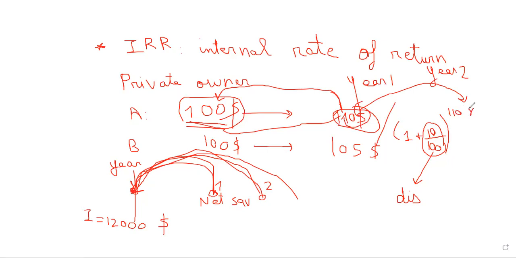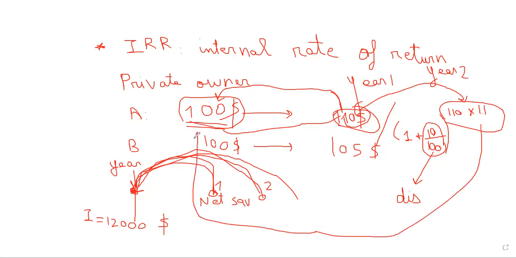While if I want to go back to the present, so if I have this number, which is, let's say, my corresponding savings in year two, and I want to project it back to year zero, I should divide by 1.1 squared, because when I go from year two to year one, I divide by 1.1. And then when I go from year one to year zero, I divide again by 1.1.